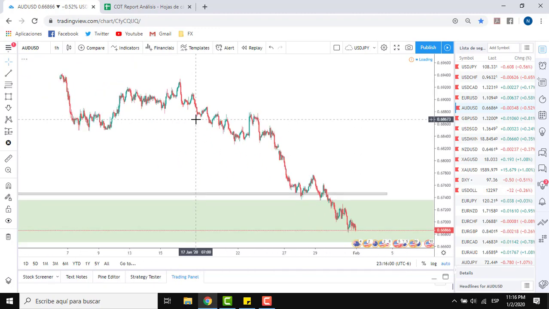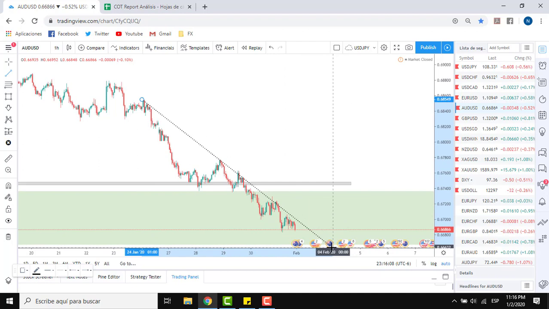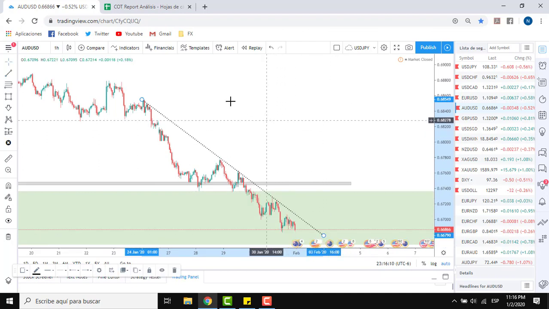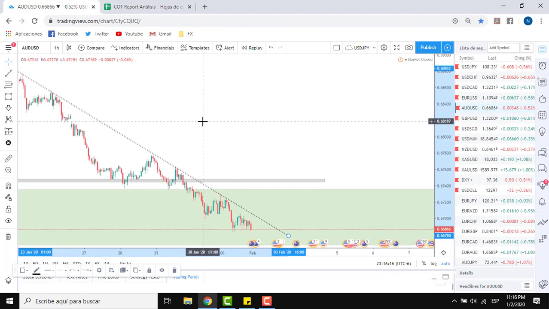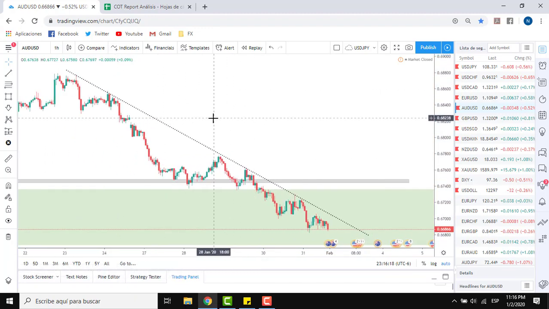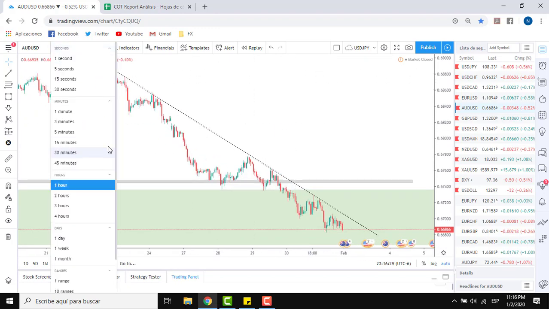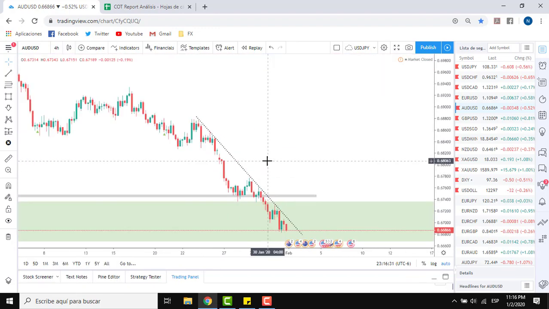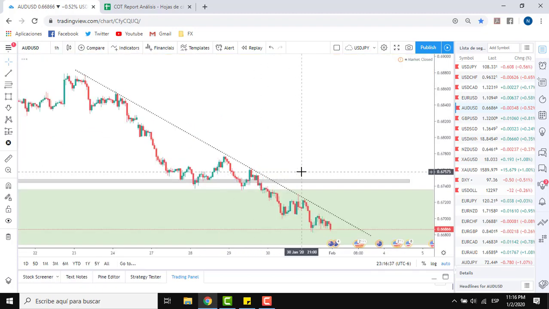of this coronavirus thing. And Aussie is pretty much one of the currencies that is being affected in a negative way, right? Because of China's economy and all this. I'm not an expert. I don't do fundamental analysis, I'm not an expert in that, but I just try to understand a little bit how this thing works. Okay, so I have here a trend line on the 1 hour time frame.